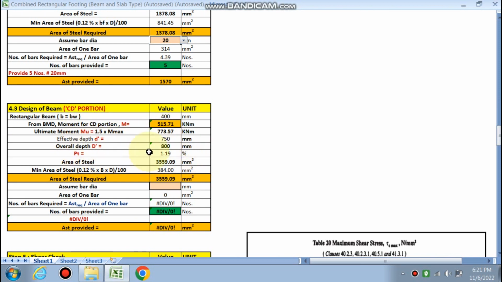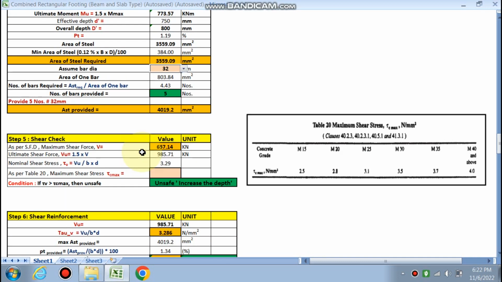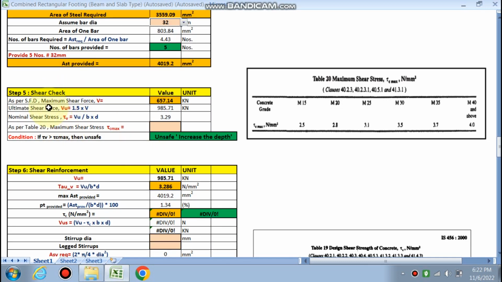Effective depth is the same, 750. PT required, AST required is this much. This is very much greater, so we have to assume a greater dia. If you assume 32 mm, then 5 numbers are required in the CD portion, right, because of the greater dia. So the shear check will be done.